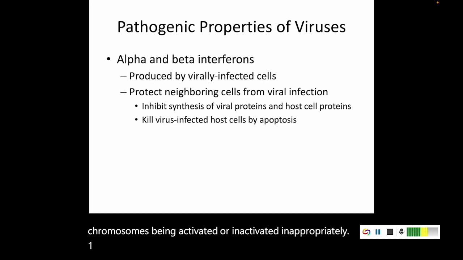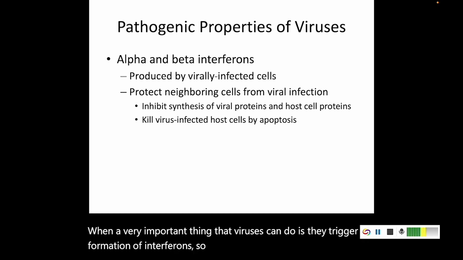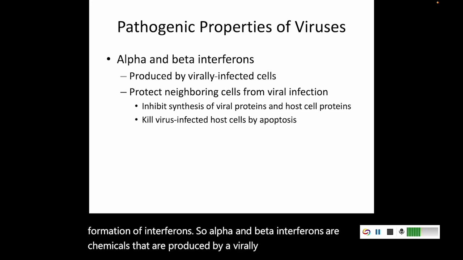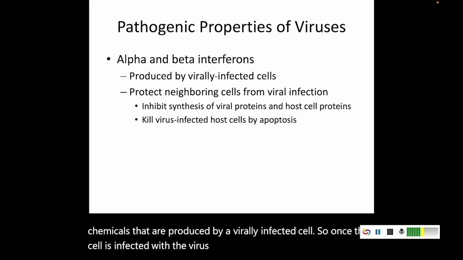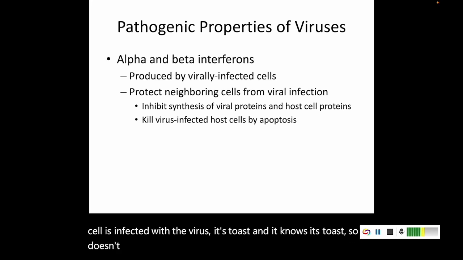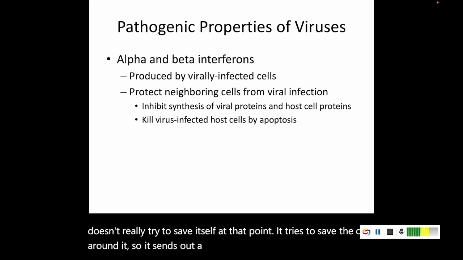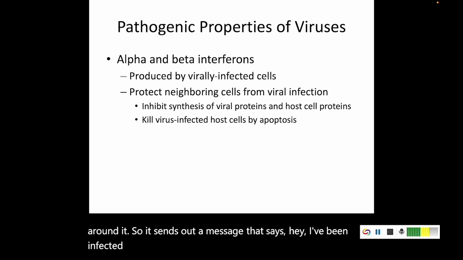One very important thing that viruses can do is they trigger the formation of interferons. Alpha and beta interferons are chemicals that are produced by a virally infected cell. Once that cell is infected with the virus, it's toast, and it knows it's toast. So it doesn't really try to save itself at that point. It tries to save the cells around it. So it sends out a message that says, hey, I've been infected. If you've not been infected yet, there's still hope for you. Protect yourself.